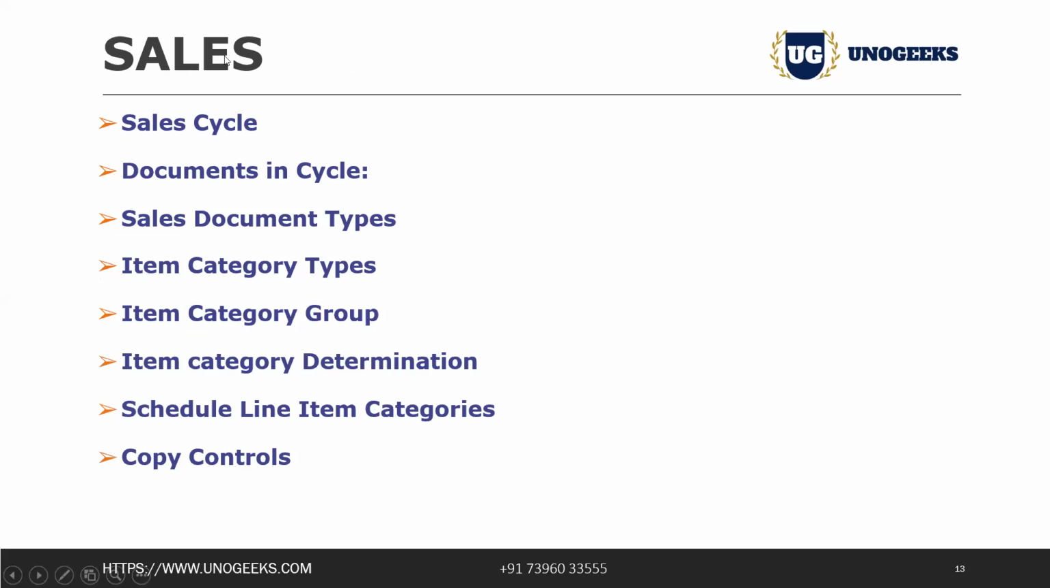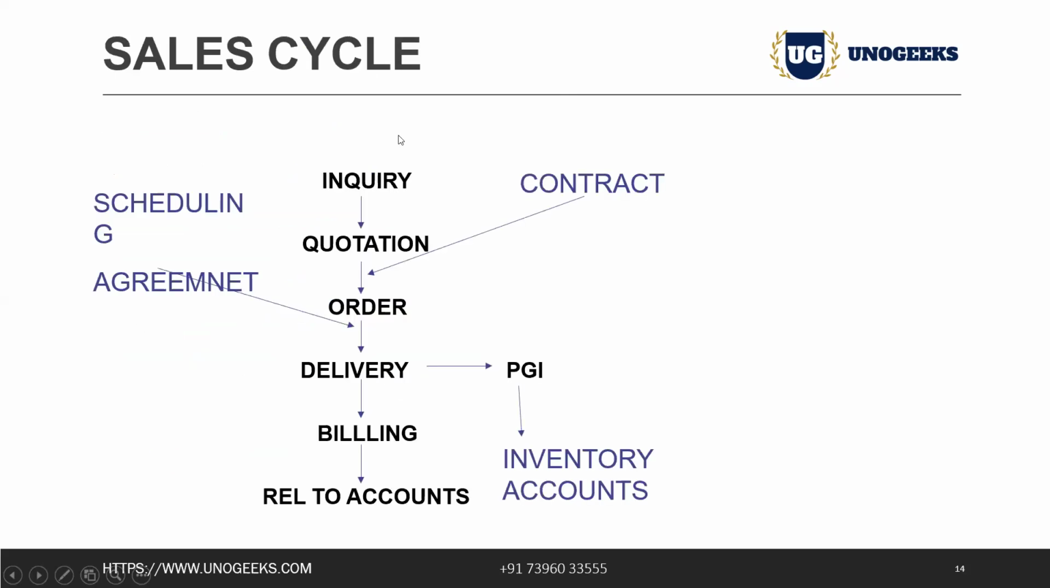The sales cycle is very important. It starts with inquiry. Basically, if a customer wants anything from Reliance, then he will inquire. He can either go to the website or call the salesperson and ask, do you have this product? If the person says yes, then he will ask for the list of all the products so that he can shortlist. So inquiry is generated.